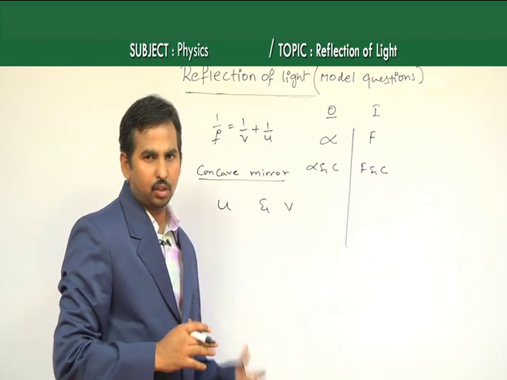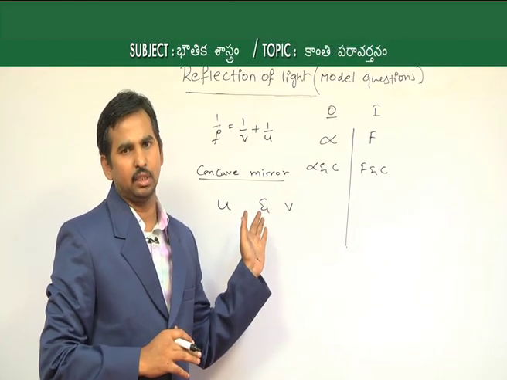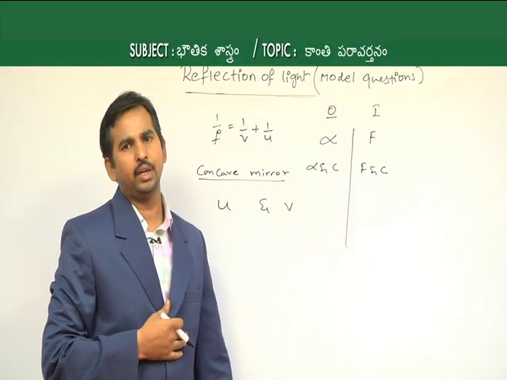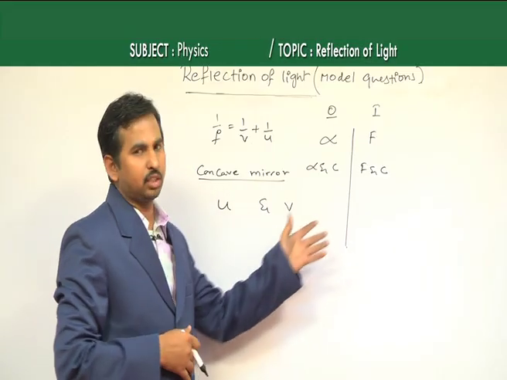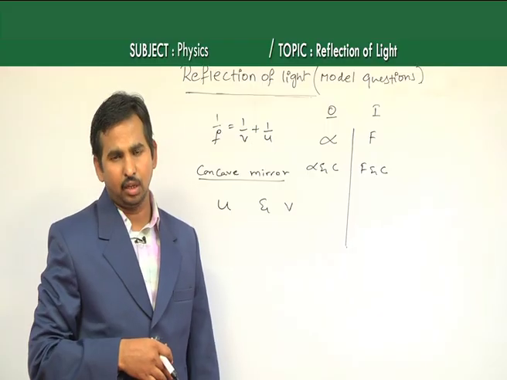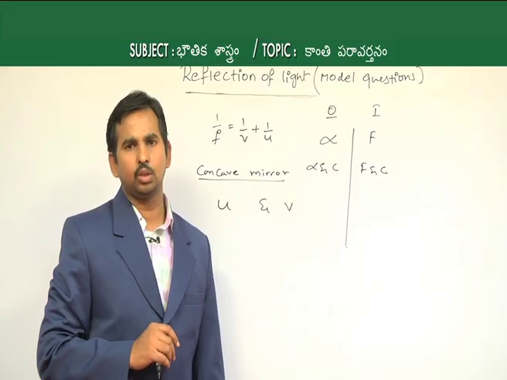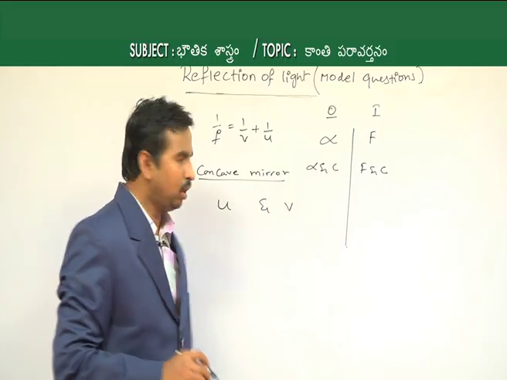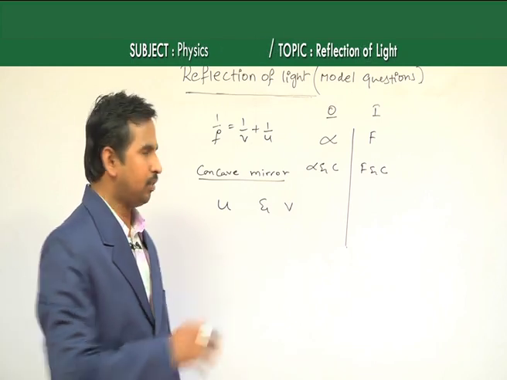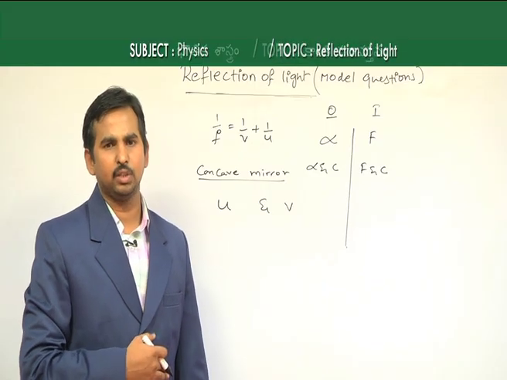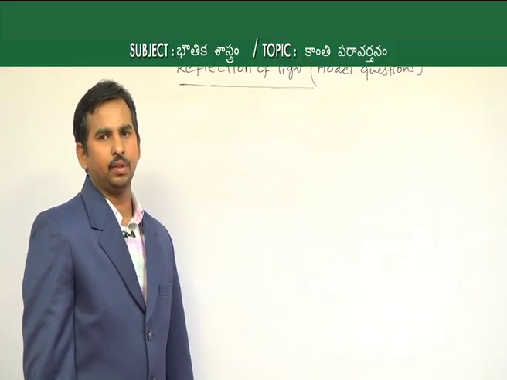Whenever the object is coming closer towards the concave mirror, the image is moving away from it. So how the u and v values vary is what is important here. Whenever the object is coming closer, the image is moving away, and when the object is moving away from the mirror, the image is getting closer and closer to the mirror. Based on these ray diagrams, a number of questions are asked, which we will see separately for the concave mirror and the convex mirror. Now, we will see how it is related to magnification first.